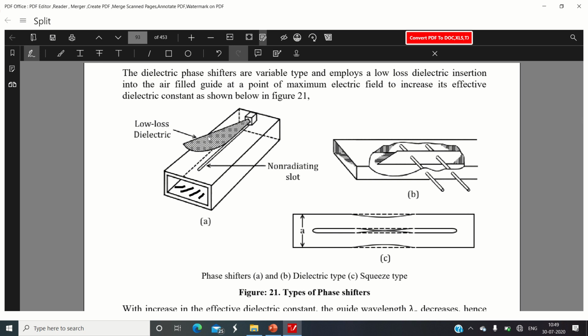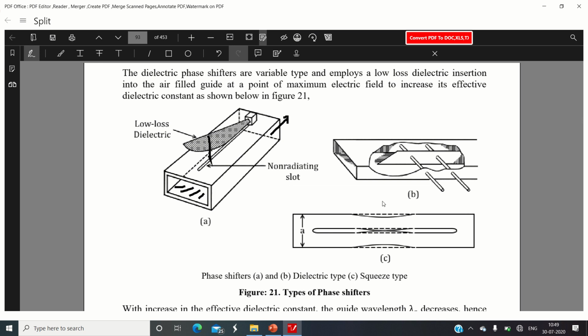Okay, so when we insert this flange inside this non-radiating slot, it will go inside and disturb the uniform distribution of the dielectric material, and thus when the signal comes out from this particular end, we will get some change in its phase.